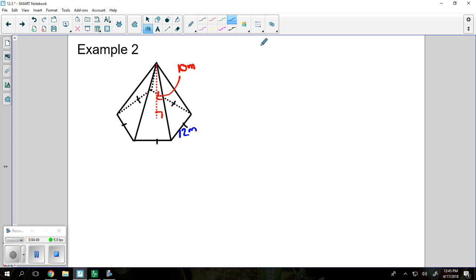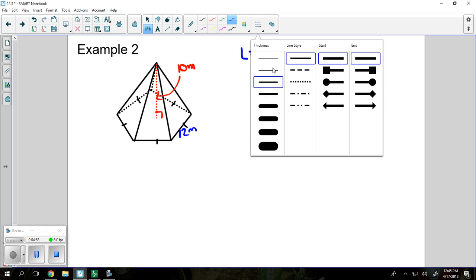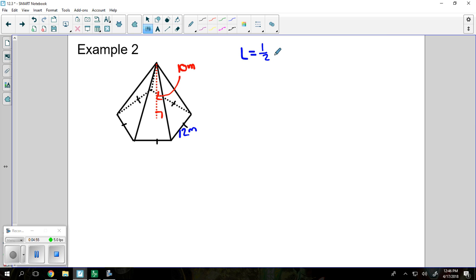So I'm going to rewrite the formula. We've got lateral area is a half perimeter times slant height. And then when we get to its surface area, it will be that same thing, a half perimeter slant height plus area of the base.